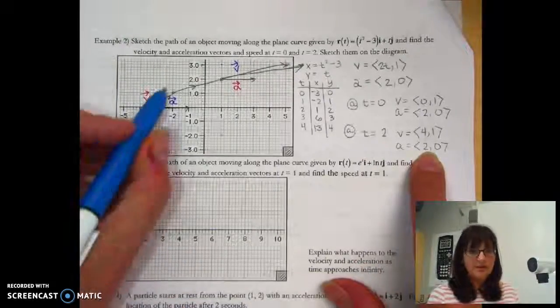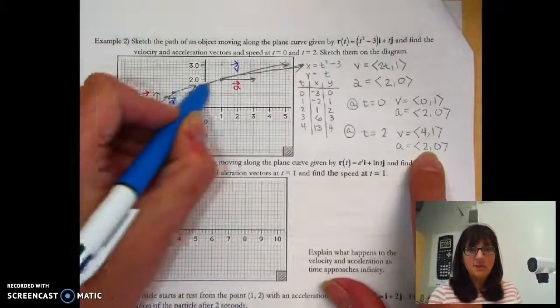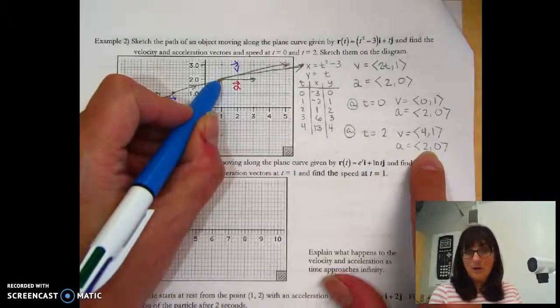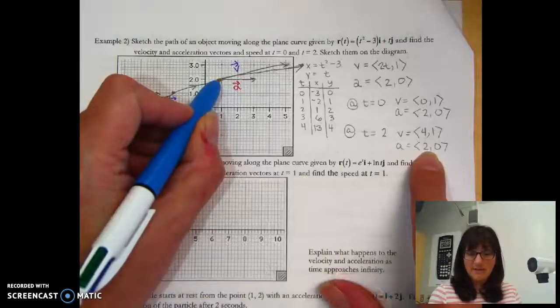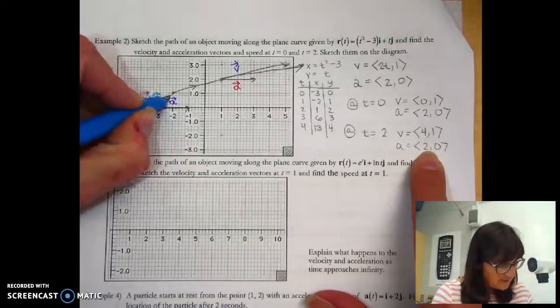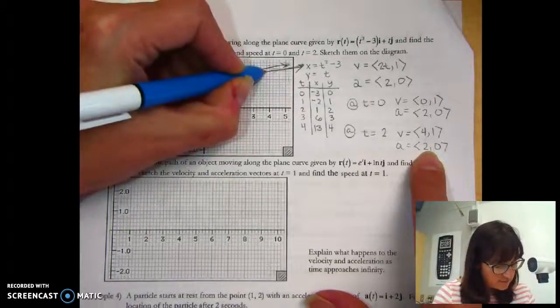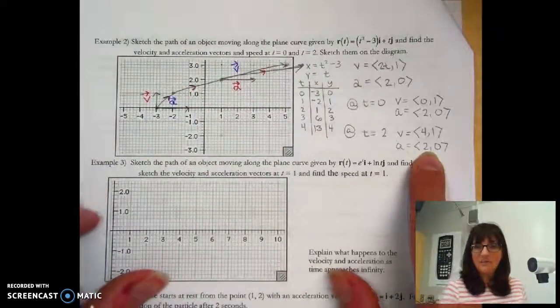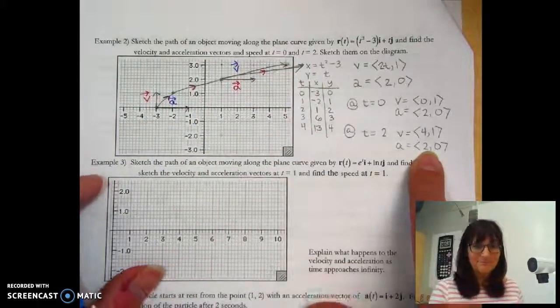Here's what I'd like you to notice. The velocity vector is always going to be tangent to the path of the object, and it will be pointing in the direction of motion. I don't know if you can see it here, but I actually indicated the direction of motion if we were plotting points as t increases from 0 on up.